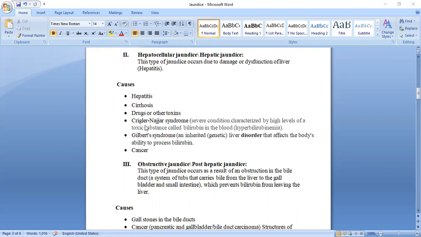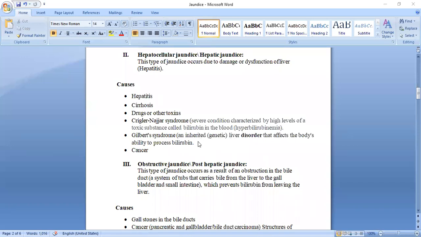Another cause is Crigler-Najjar syndrome. What is there in this? It is a severe condition characterized by high levels of bilirubin, called hyperbilirubinemia. When there is more bilirubin present in our blood, that syndrome is called Crigler-Najjar syndrome. Okay. Next one, Gilbert syndrome.